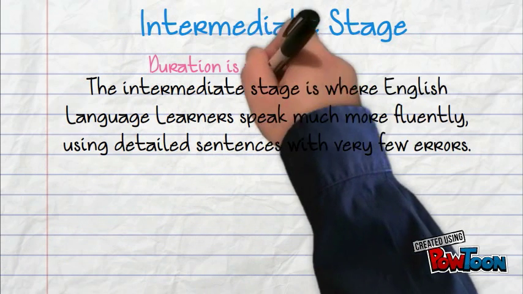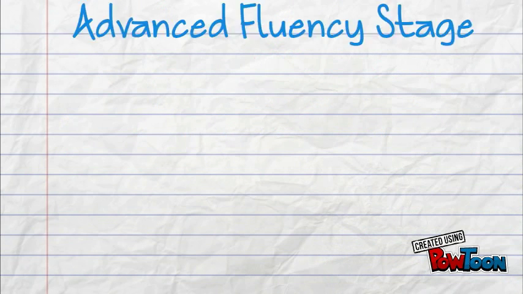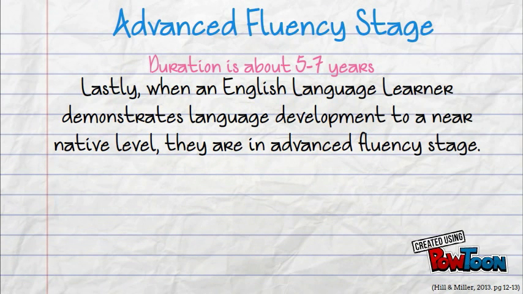The intermediate stage. The intermediate stage is where English language learners speak much more fluently using detailed sentences with very few errors. Advanced fluency stage. Lastly, when an English language learner demonstrates language development to a near native level, they are in advanced fluency stage.